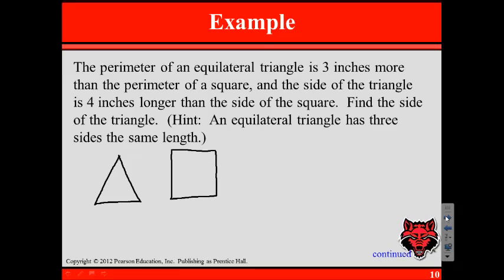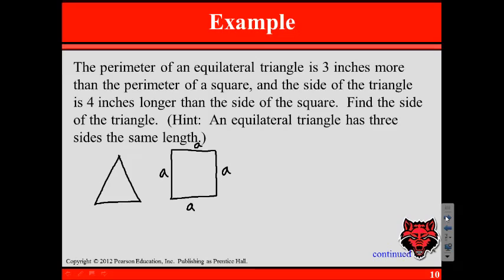Now we are told that the side of a triangle is 4 inches longer than the side of the square. Let's just make up a variable for the side of the square. Why don't we call it A? And so a square has equal lengths for each side. And so if one side is A, all of the sides are A.